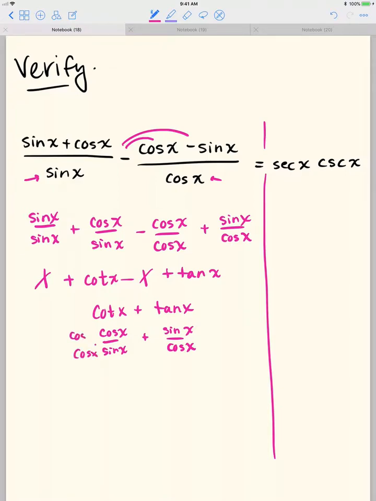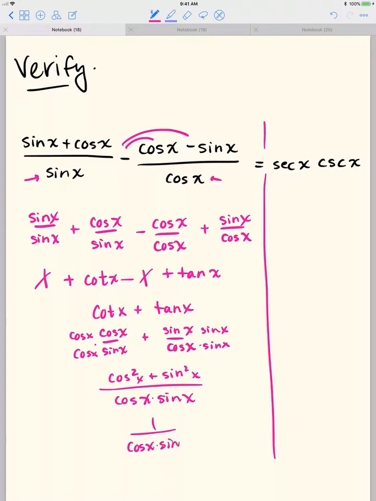Cosine of x times cosine of x. Right side gets multiplied times sine. The top is cosine squared plus sine squared over cosine of x times sine of x. Cosine squared plus sine squared is 1. We have 1 over cosine of x times sine of x, and it's a product in the bottom, you can split those as 1 over cosine times 1 over sine, and that gives us our secant times cosecant that we needed to verify. Not sure that was the quickest way to do that.